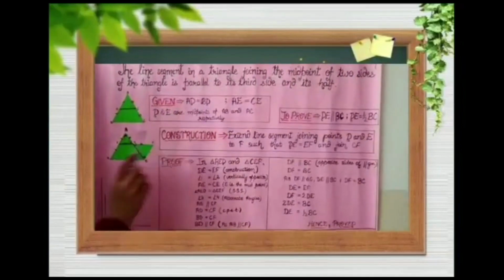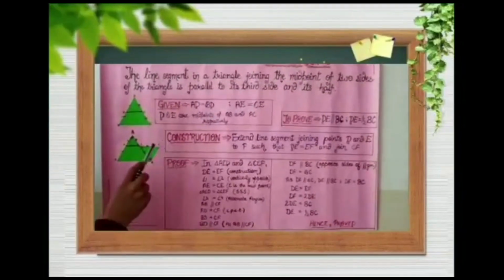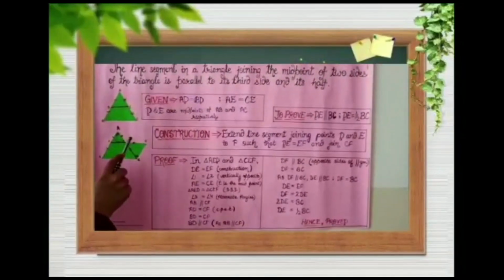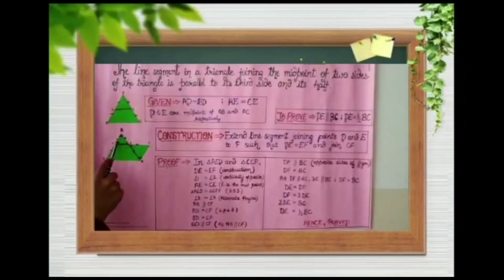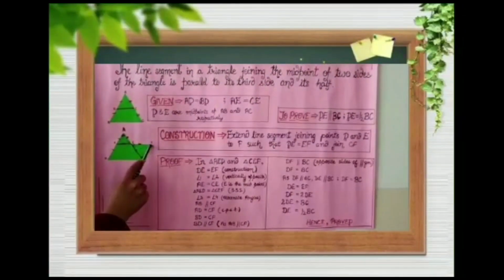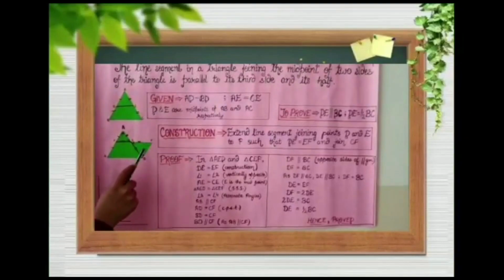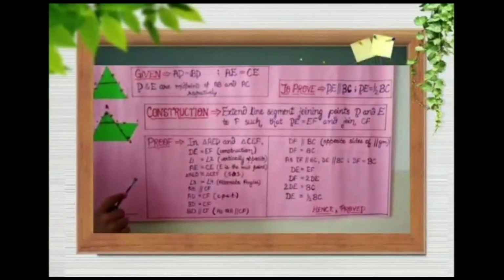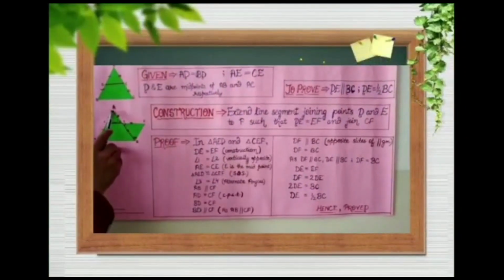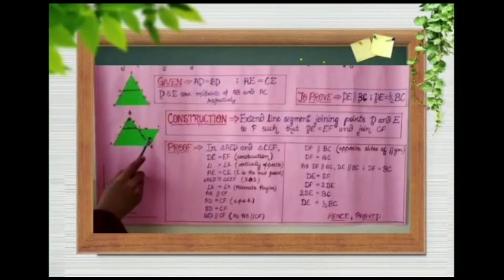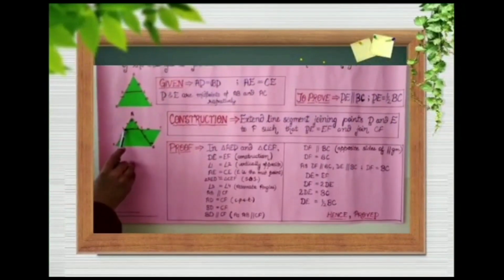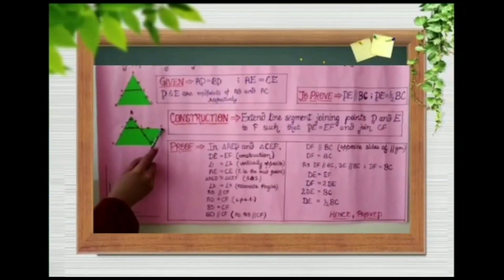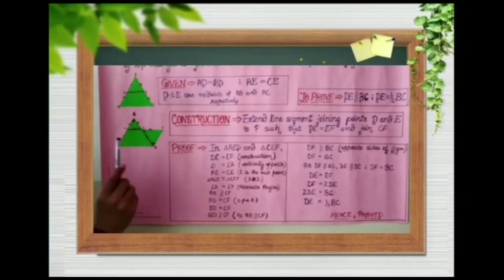First of all, we'll start with the construction. We'll extend the line segment DE till F such that DE is equal to EF and we'll join CF. Let's start with the proving. In triangle AED and triangle CEF, we'll prove that DE is equal to EF. This can be proved by the construction.